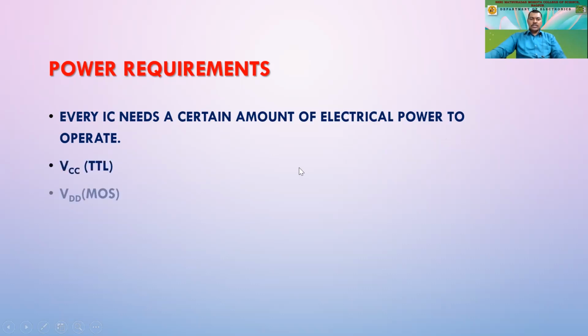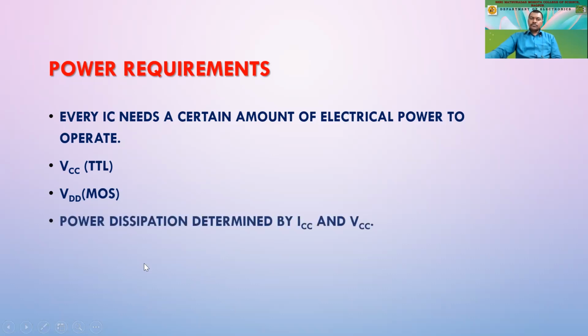That is VCC for TTL, and VDD for MOS technology. So we are going to use transistor logic as well as MOSFET technology. Power dissipation is determined by ICC, that is, the current and the voltage. So power is nothing but the product of current and voltage. I have already told you what power is.